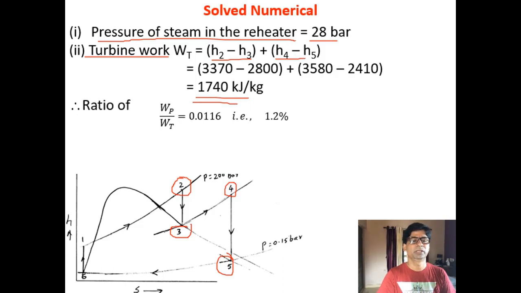And you already calculated the pump work in the previous slide, so you can find out the ratio of the pump work to the turbine work. So you'll get it as 0.0116 or 1.2%. That means pump work is 1.2% of turbine work. That means a very small quantity of turbine work is utilized for the pumping work.